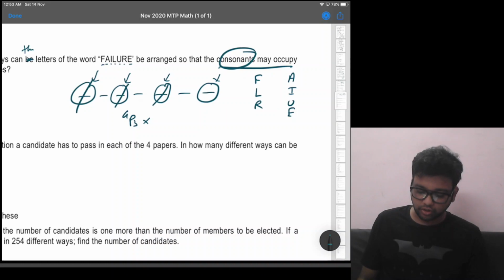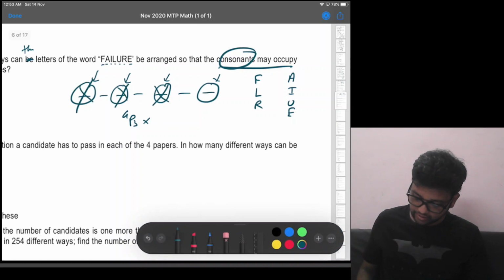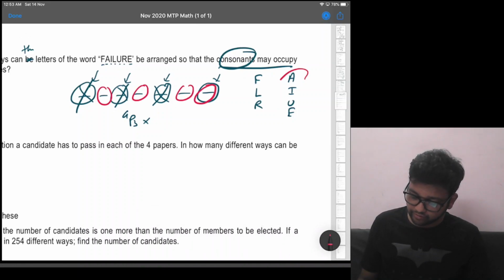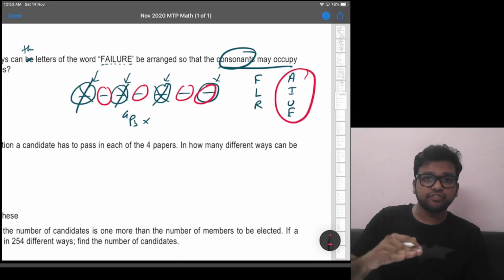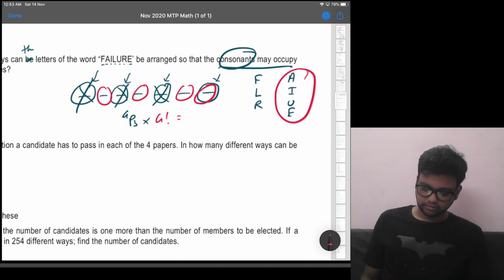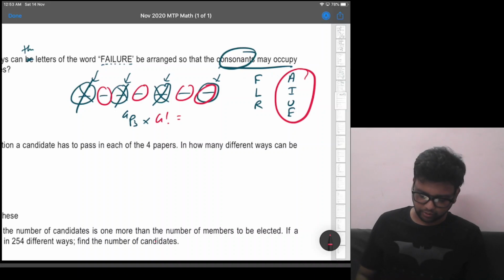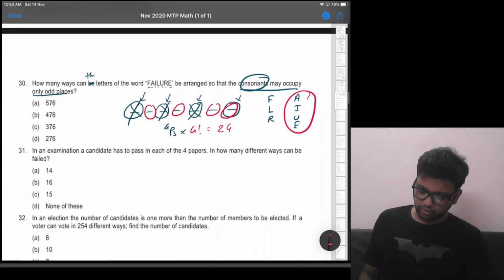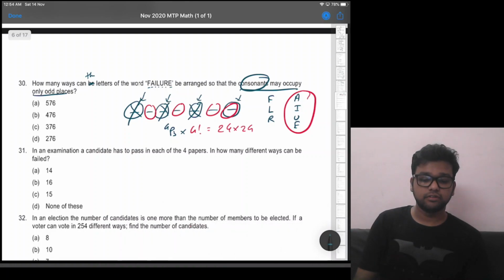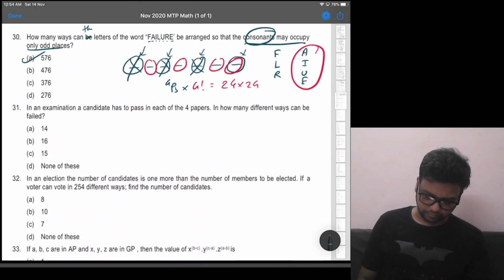Now 3 of the places are gone. How many places are remaining now? Understand? These 3 and 1 more out of this. Now we have these 4 letters to arrange. 4 letters, 4 places, that means 4 factorial. So 4P3 into 4 factorial will be the answer. 4P3 is still 4 factorial. So that will be 24 into 24. How much is 24 square? 576. Option A is the correct answer.